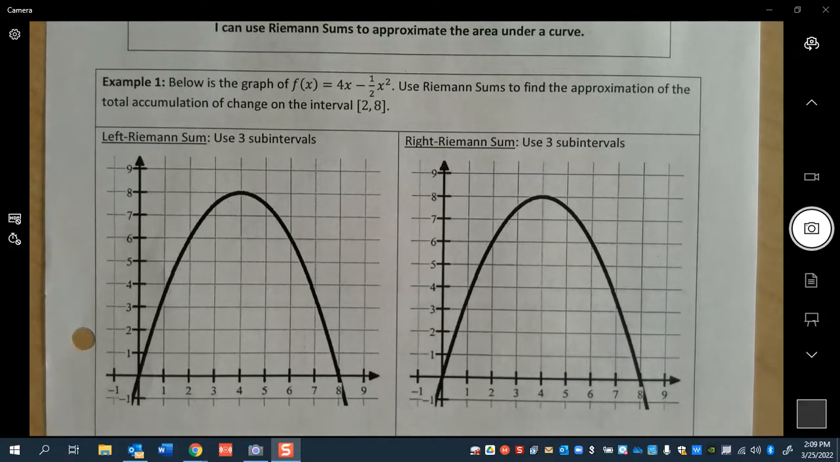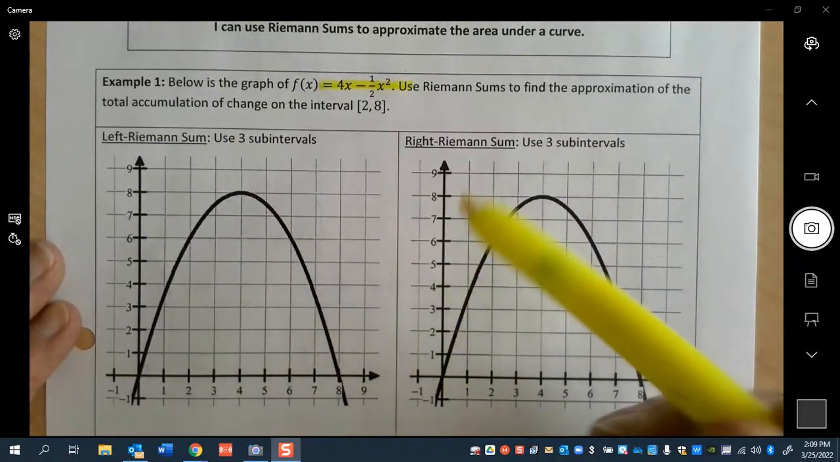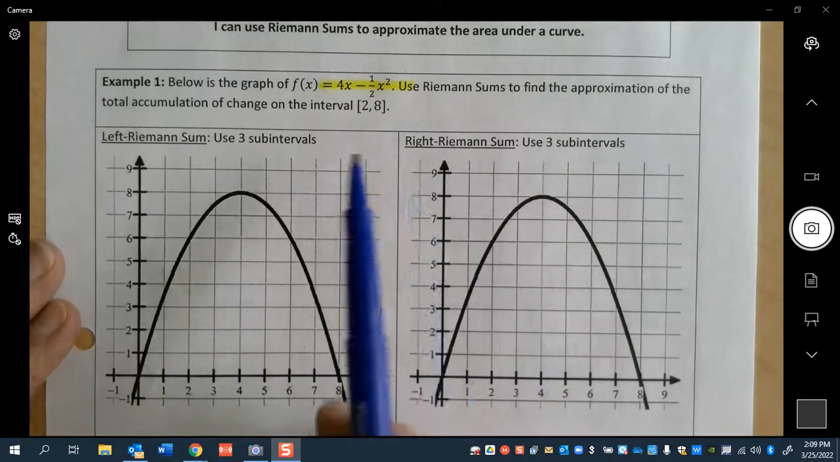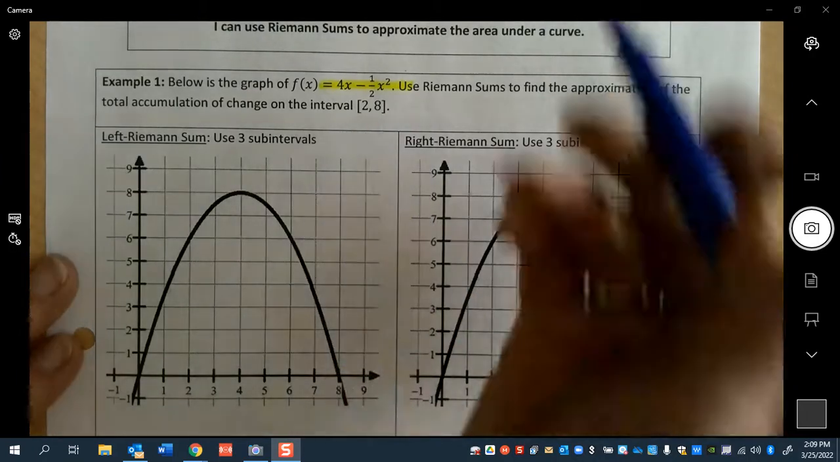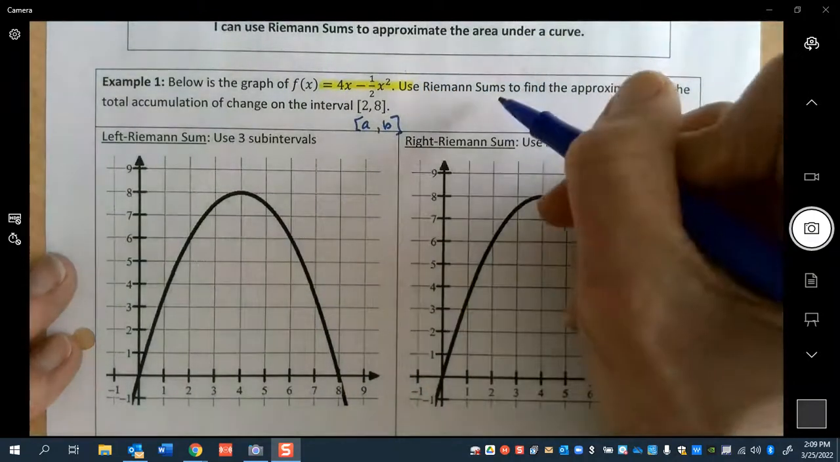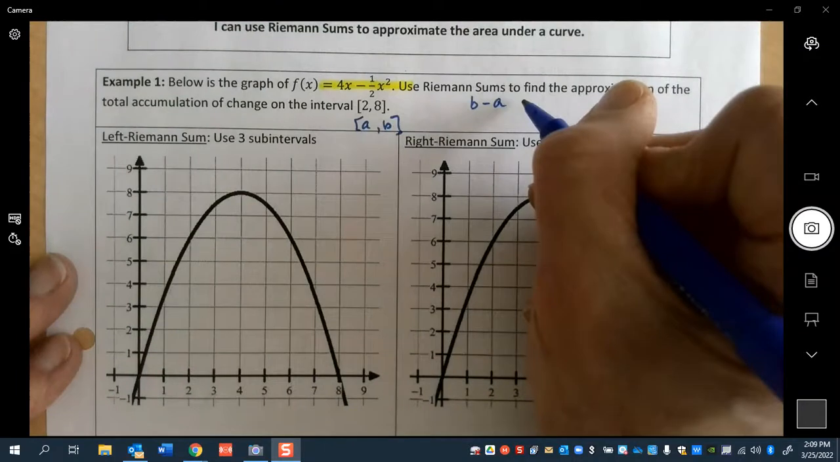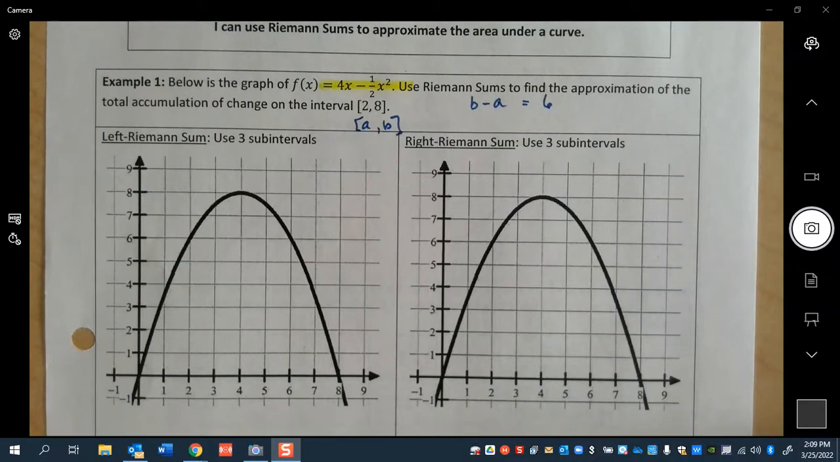Okay, so first of all, we know it's an upside down quadratic, so we're not surprised to see it like this. Riemann sums to find the approximation total. So what we need to do is figure out how much space exists, because our interval is going to be from 2 to 8. So this is my A and this is my B. The first thing that I'm going to do is subtract B minus A to give me how many total sections of the graph I have. What is the distance between that I'm measuring my area?